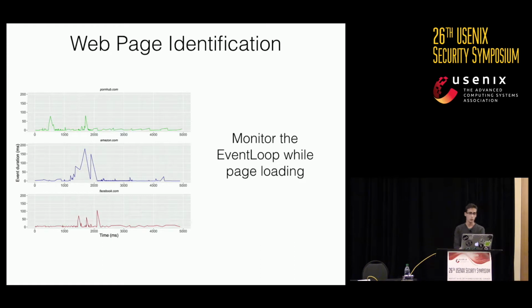The first attack is a webpage identification attack. And the idea here is that given an event delay trace, we want to identify which page has caused this event delay trace. So in order to do this, we were looking for some distance measure between 2 traces, in a way that when the traces are from similar pages, the traces will be close, and when the pages are very different, the traces will be separated.